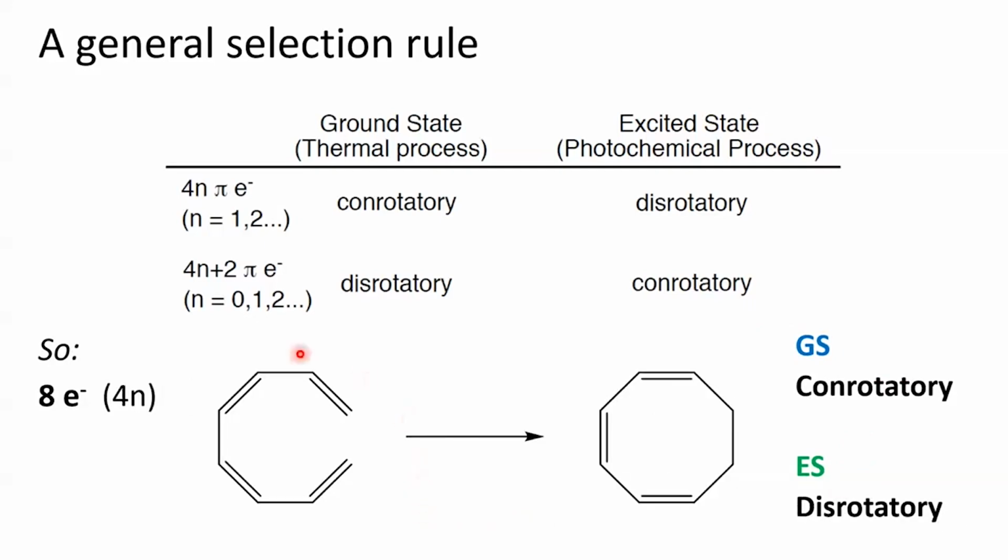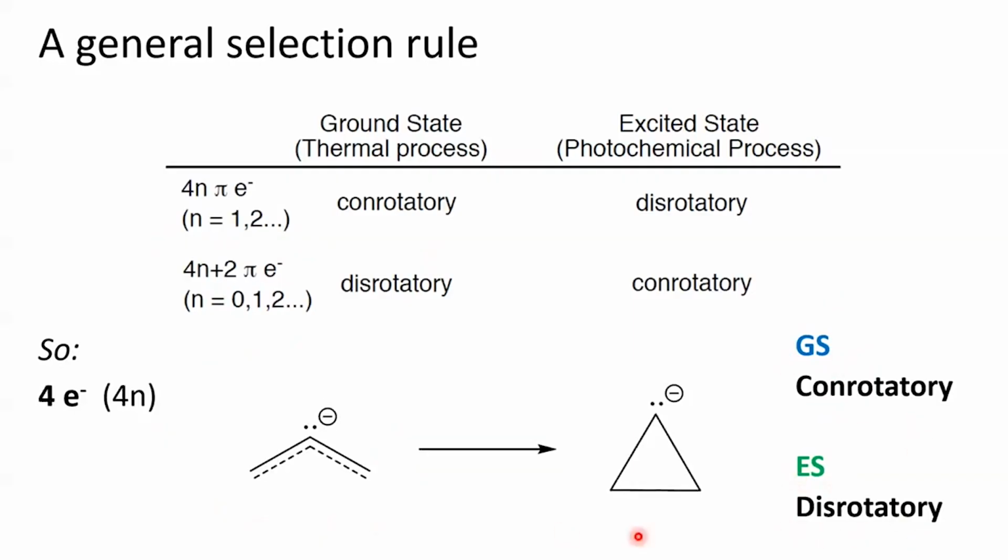ES stands for excited state, which is photochemical or light triggered. With this example, we're dealing with 8 electrons now. This would be 4n, where n is equal to 2. So ground state, conrotatory, excited state, disrotatory. In this example, we've got 1, 2, 3 pi electrons, but it's negatively charged, so we add an extra electron into the system. So this would be 4. This is covered by the 4n pi electron rule. Ground state, conrotatory, excited state, disrotatory.